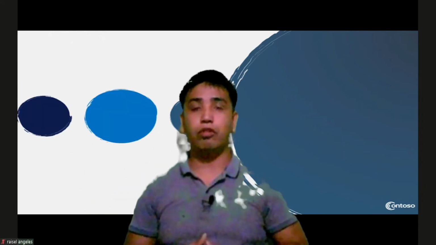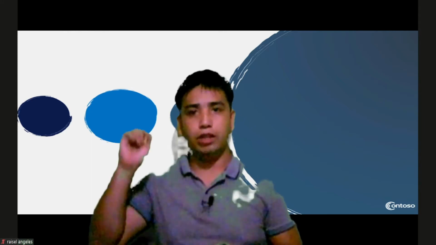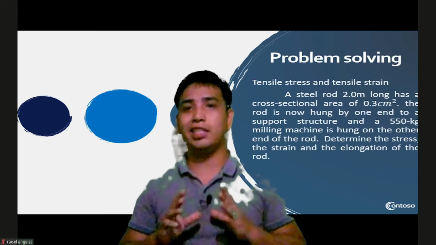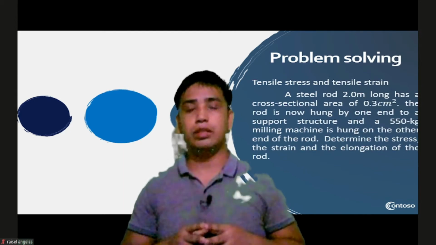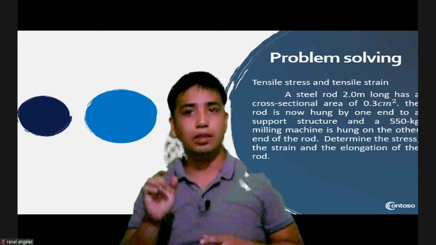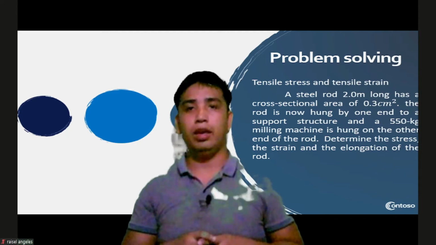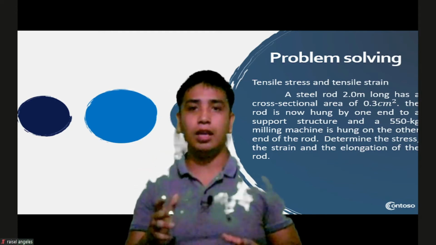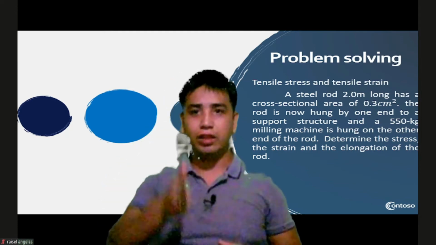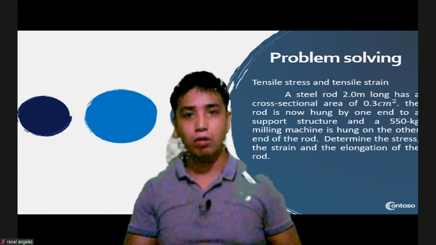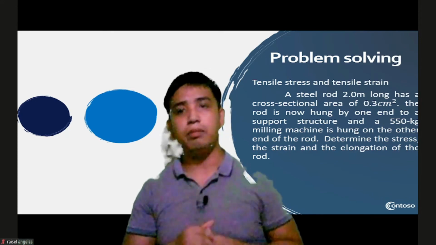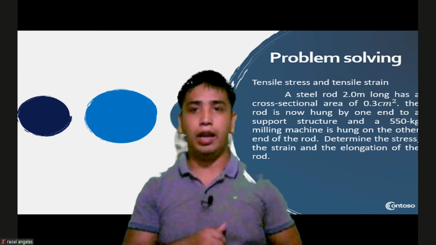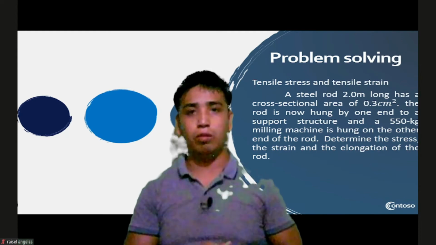We can now try the formula that we have just derived to solve this problem. A steel rod which is 2 meters long has a cross-sectional area of 0.3 centimeters squared and is hung on a fixed support by one end, and the other end is lying vertically, and there is a 550 kilogram mass hung on it. Determine the stress and strain and the elongation of the rod caused by the hanged 550 kilogram milling machine.